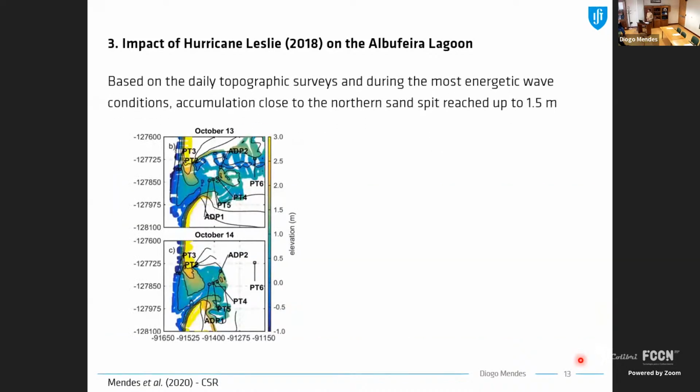Based on daily topographic surveys, during the most energetic wave conditions, between the 13th and the 14th of October, we get an accumulation close to the northern sand spit that reached up to 1.5 meters. In this panel, you see the topographic survey, the elevation relative to the mean sea level along that area, and below it's exactly the same information, but one day after. You can clearly see that this northern spit moved landward, and in that area created an accumulation of 1.5 meters from one day to the next.